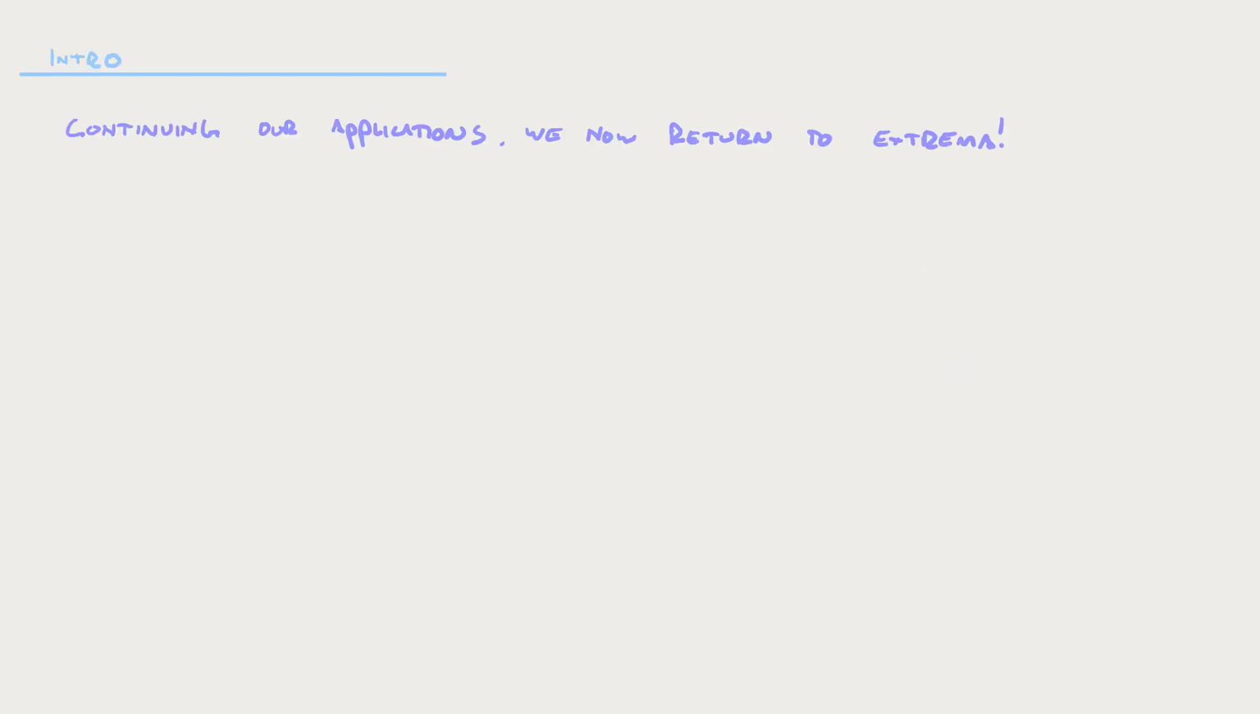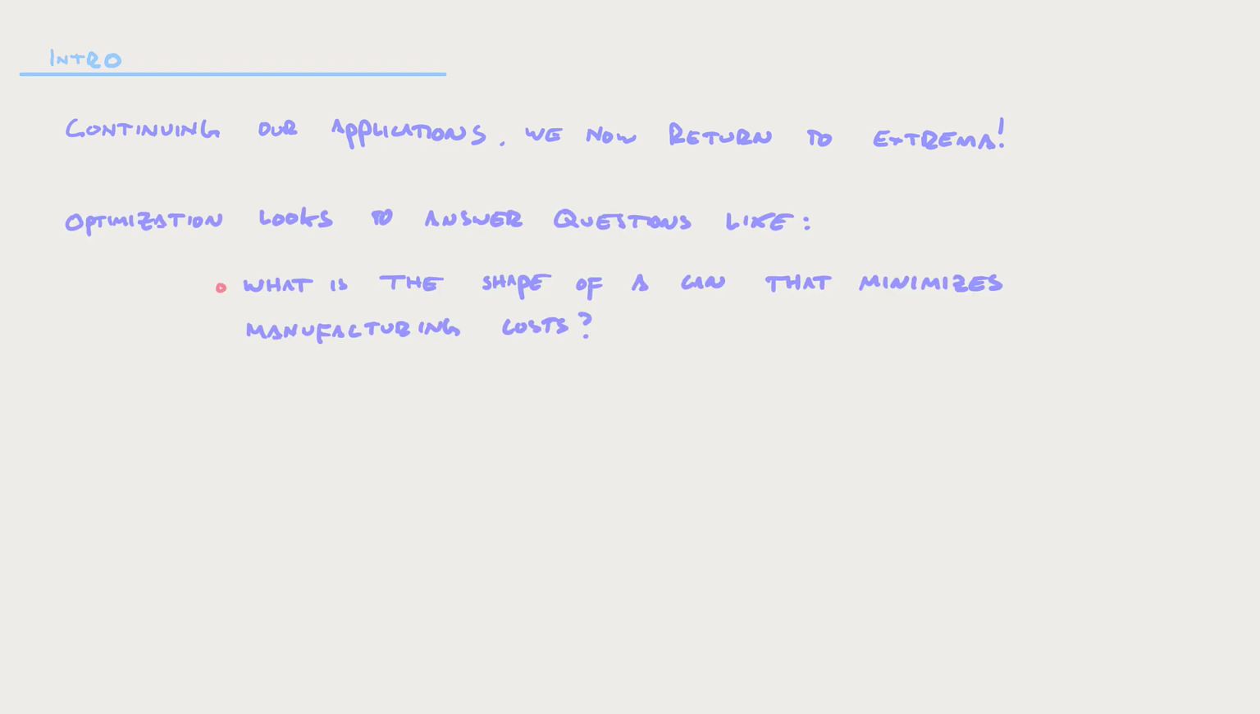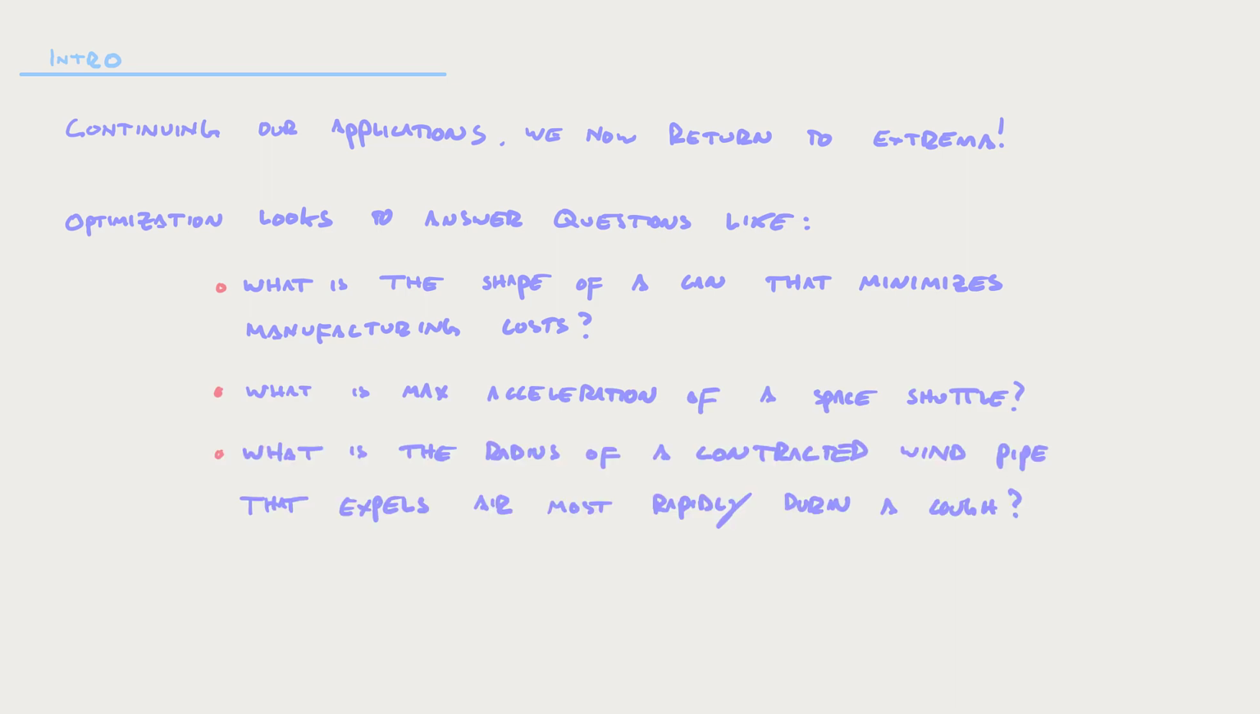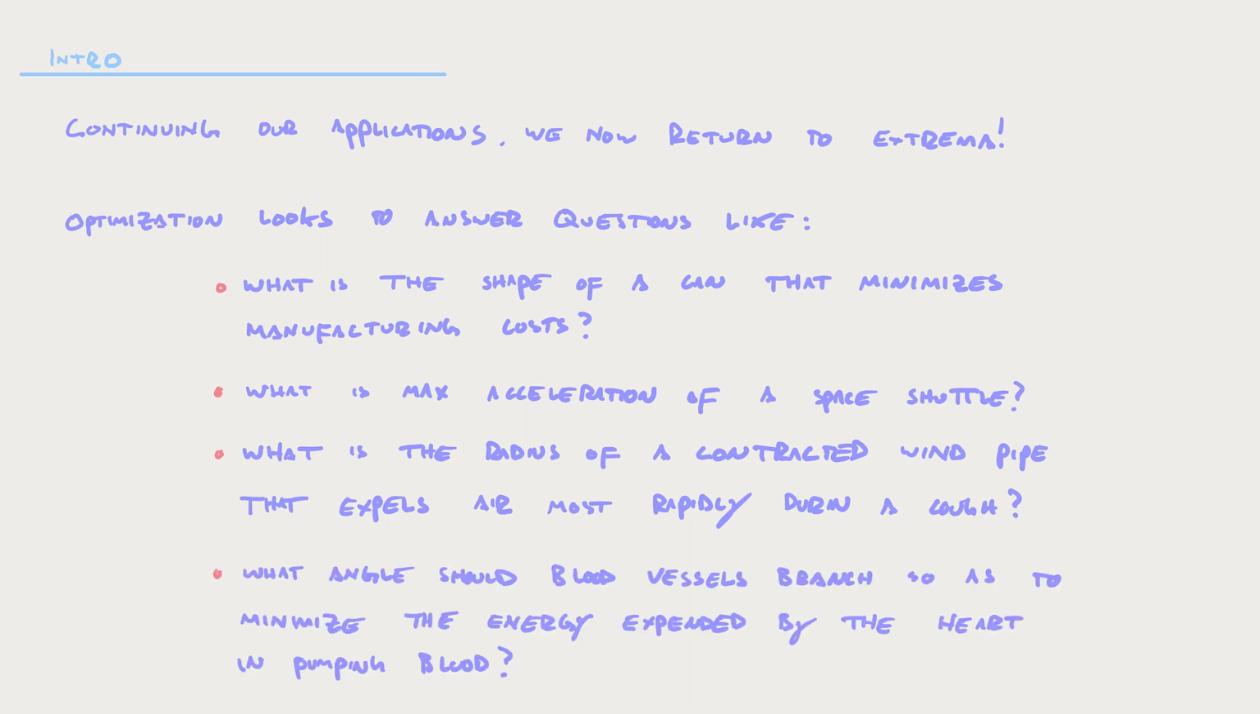Today we're going to be tackling maximum and minimum values, and that is because we're headed in this direction where we want to talk about optimization, right? We want to start answering questions like, what's the shape of a can that minimizes manufacturing costs? What's the max acceleration of the space shuttle? What is the radius of a contracted windpipe that expels air most rapidly during a cough? And what angle should blood vessels branch so as to minimize the energy expended by the heart in pumping blood?